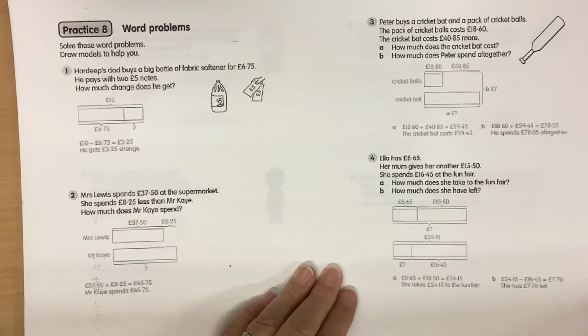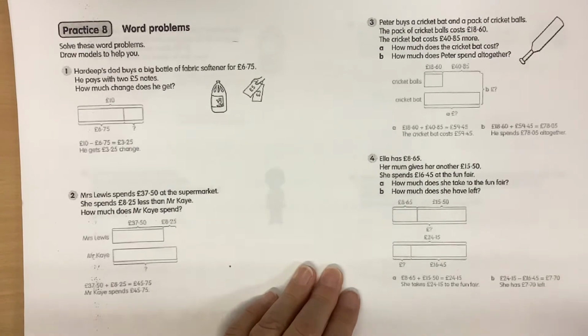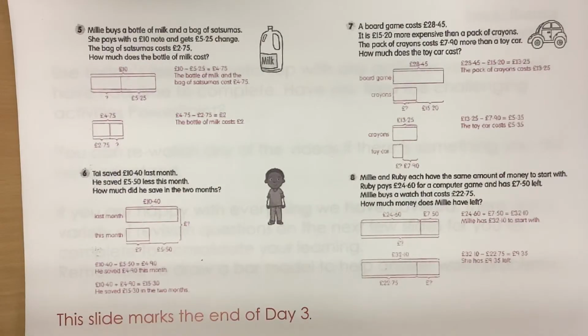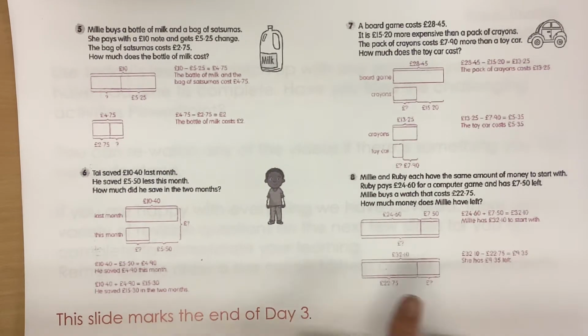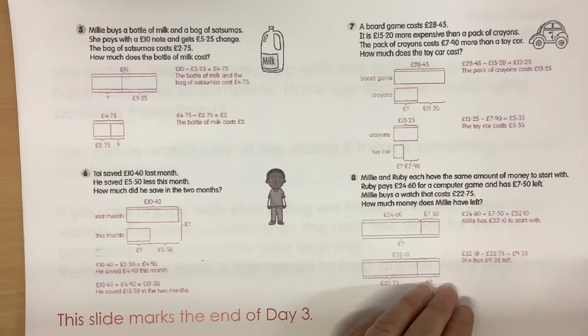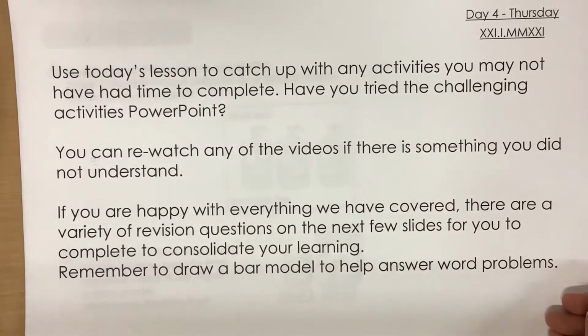So hopefully you were able to work your way through these questions. Just pause the video and check the rest of your answers on Purple Mash to see if you can work out where you've gone wrong. And as I mentioned, if you can't see that, then please do go onto the blog and ask us a question about any particular answers. Pause the video again and check these answers. And then we move on to today's lesson.